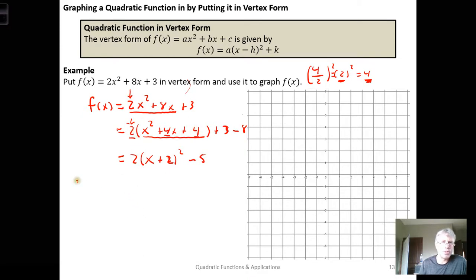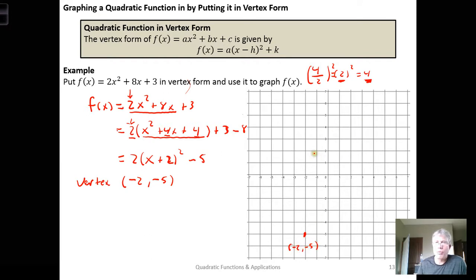And then from this we can see directly what the vertex is. The vertex is the point, hey, the origin, 0, 0 has been moved. This is a plus 2, so it got moved 2 to the left. And minus 5 moved it down 5. So the vertex is at negative 2, negative 5. There's the vertex on the function, negative 2, negative 5.